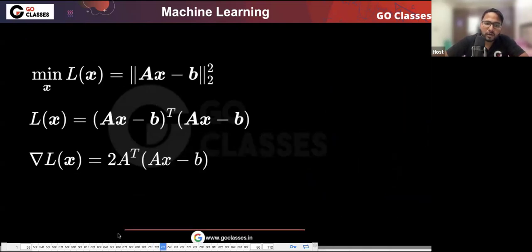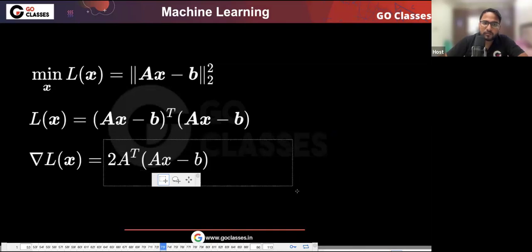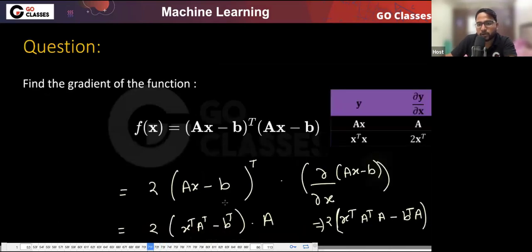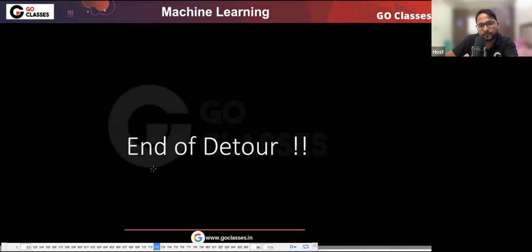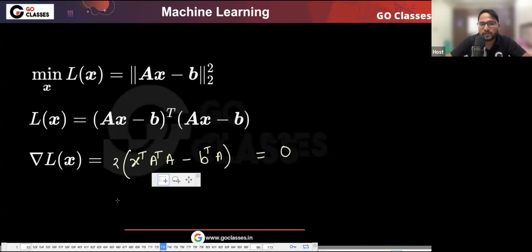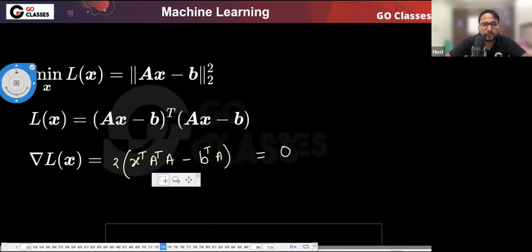So now we have just found out that the quantity is 2 into X transpose A transpose A minus B transpose A, right? And to minimize, I want to make it 0. Is this fine to everyone? To minimize, I want to make this 0.